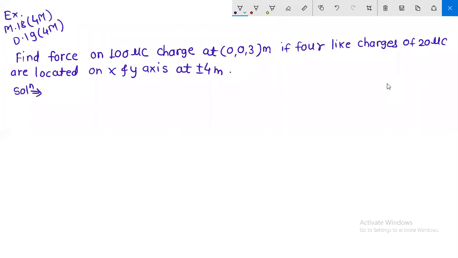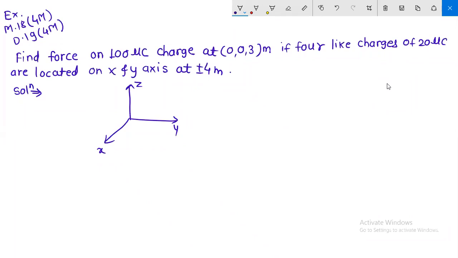So find force on 100 microcoulomb charge at 003. Now here 3 coordinates are given, means there are 3 axes, right? There are 3 axes, x, y and z. Okay, so this x, y and z. Now find force on 100 microcoulomb charge at 003.